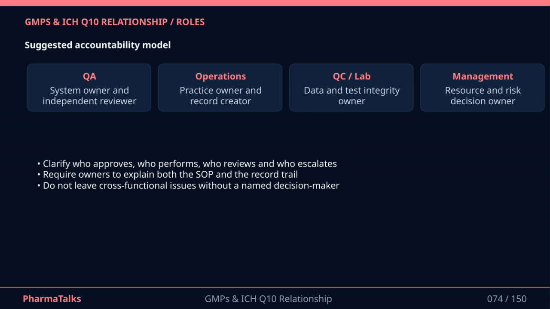It's important to clearly define who approves actions, who performs the tasks, who reviews the outputs, and who escalates issues if needed. Each owner must be able to explain both the standard operating procedures and the associated record trail. Finally, any cross-functional issues must have a designated decision maker to avoid ambiguity and ensure accountability. This model strengthens the integration of GMPs and ICH Q10 principles by reinforcing ownership and clear communication throughout the process.